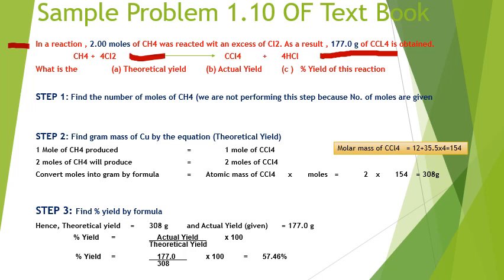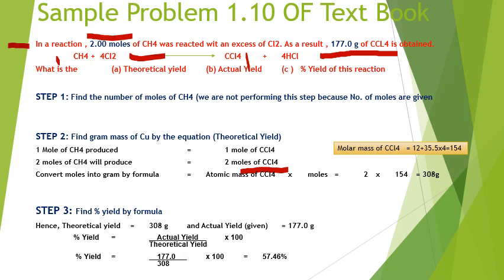Once again, I have been given the moles of CH4. I don't have to convert it anymore. Not the grams, but the moles are given. So make a mole ratio. In the equation, 1 CH4 produces 1 CCl4. So what do you think? 2 moles of CH4 are producing 2 moles of CCl4. Is it? Now convert it into grams.